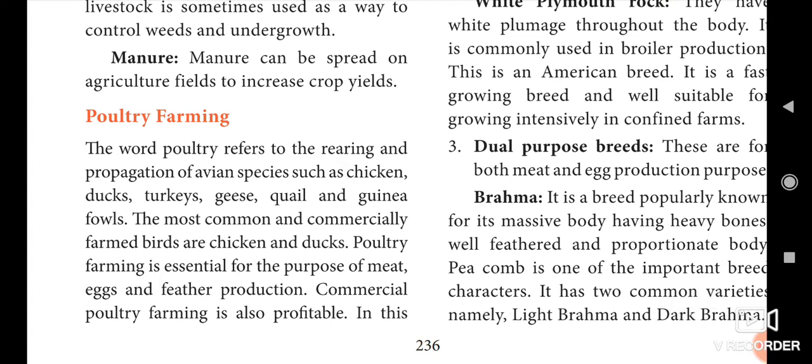Next we see about poultry farming. What is meant by poultry farming?